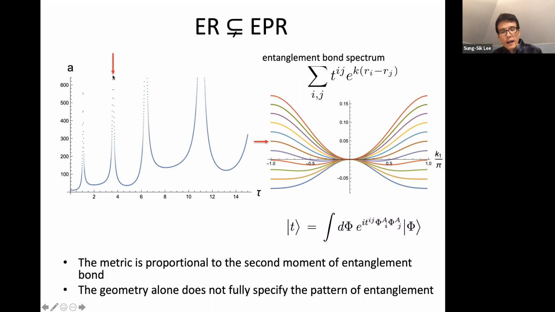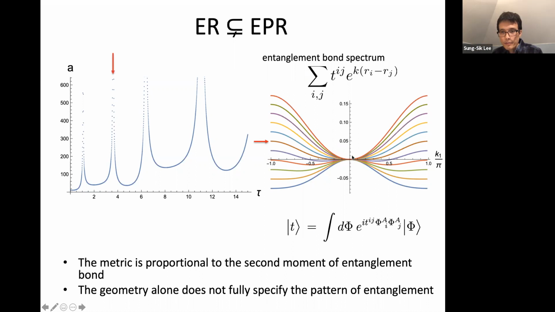And then at this critical time, what happens is that this curvature vanishes. The band itself is not completely flat at this critical time, but at the quadratic order near k equals zero, two derivative vanishes. So that's the critical time. That's when the size of the universe diverges. So roughly speaking, the metric is determined by the two derivative of this spectrum near k equals zero.